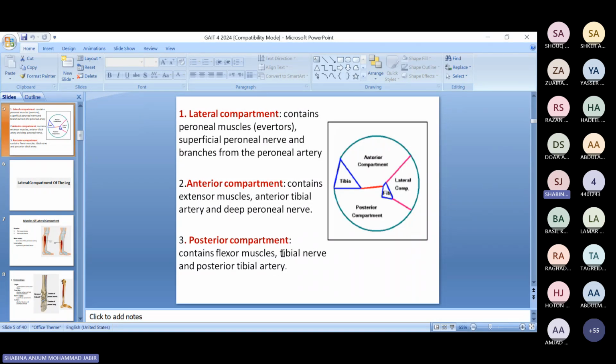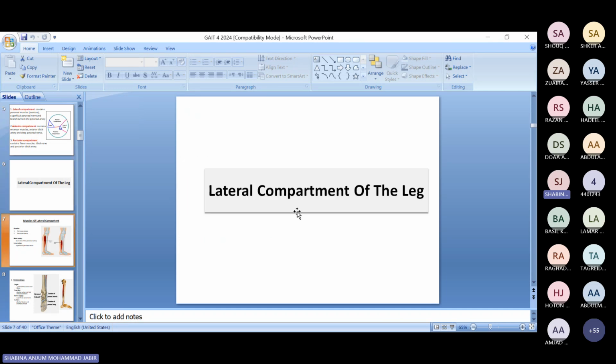Do you remember the tibial nerve? Where is it coming from? It is a branch of what? Sciatic nerve. Very good. And what about the peroneal nerves? We have superficial and deep, which will be coming from the common peroneal nerve. So now we have two branches from the common peroneal nerve, and the tibial. These three nerves are important in the leg and foot.